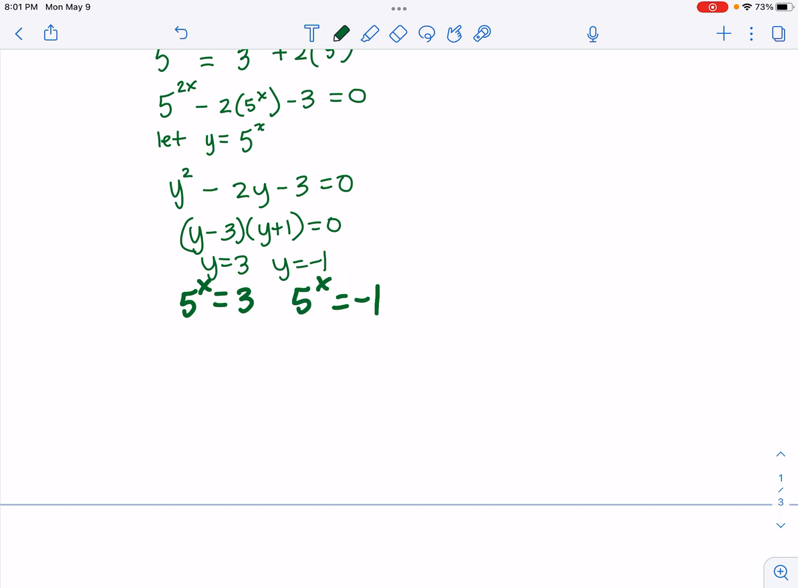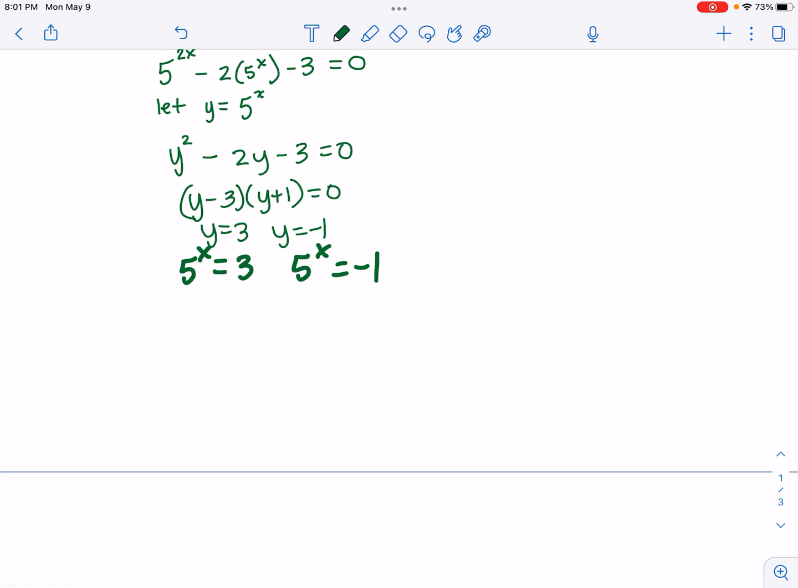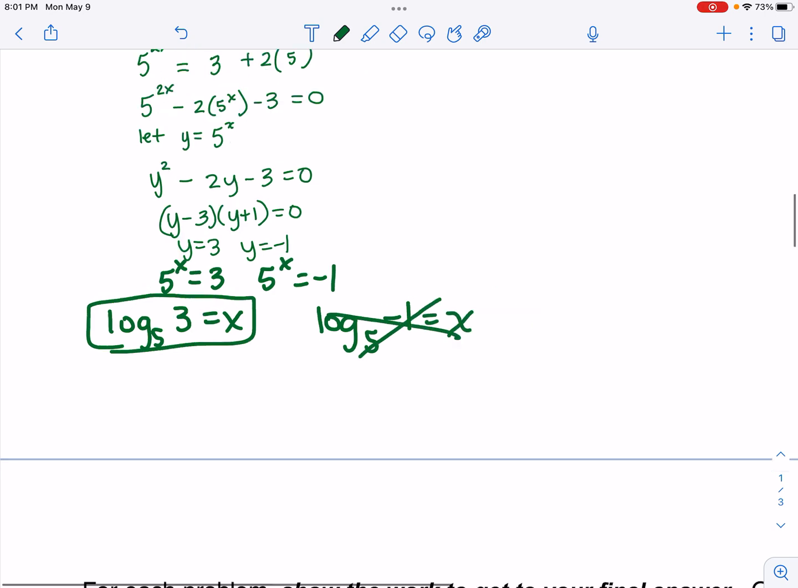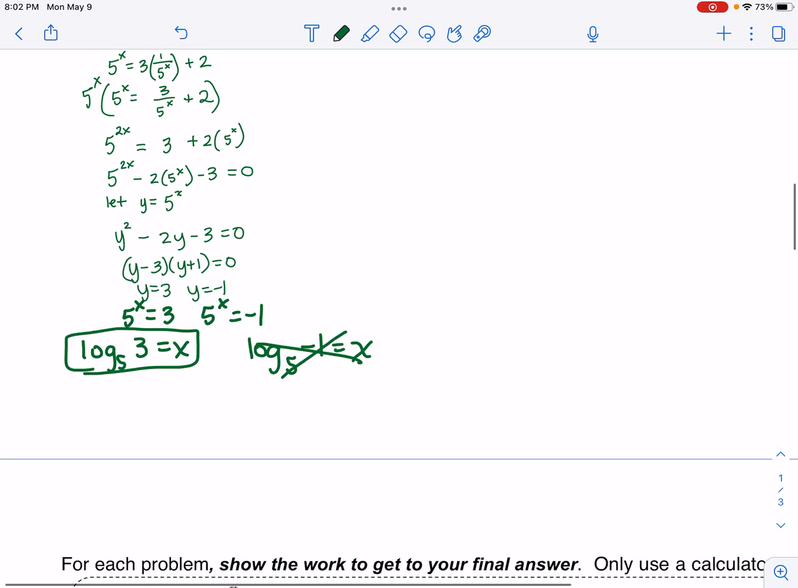In order to solve for x, which is the exponent, I need to rewrite this in log form. So log base 5 of 3 is equal to x. Log base 5 of negative 1 is equal to x. Not a solution because I have a negative argument, so log base 5 of 3 is my only value of x.